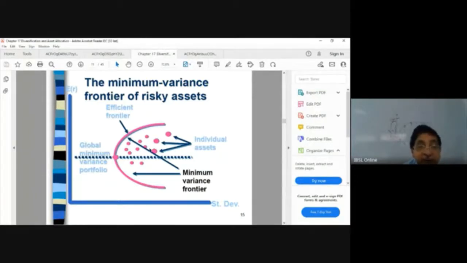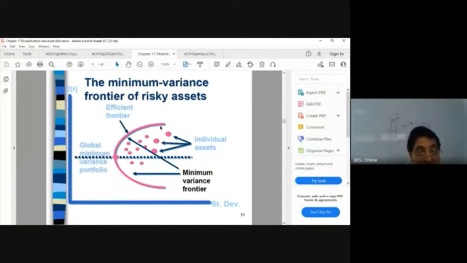So you can just see individual assets are also being plotted here. Individual assets means these are not portfolios, but these are portfolios. But what happens is, if you take different portfolios from different institutions, you will ultimately get a frontier like this. That is what it says here.